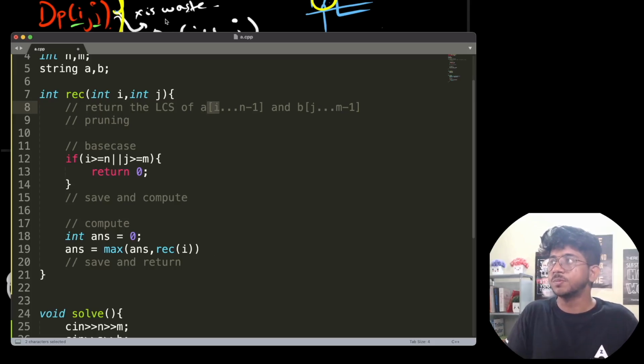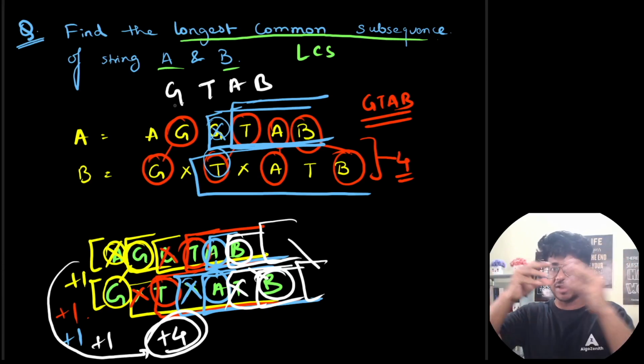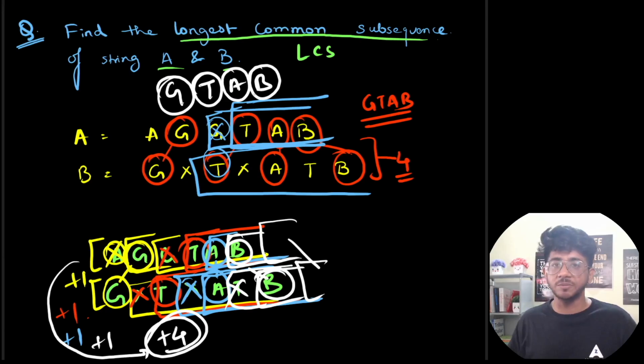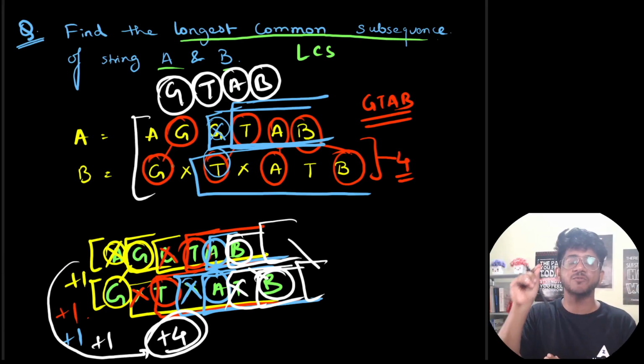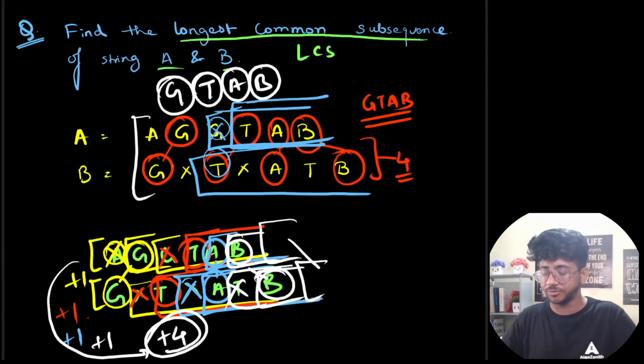Okay, so when I'm saying first matching, just understand that we are trying to find out G, T, A, B. We are generating the solution. We are finding out the solutions in order, right? So the first match would be G, next match would be T, next match would be A, next match would be B. So we are trying to find out the first match first, so that will add the first +1 to the answer of the common subsequence, and then we will move forward from there.